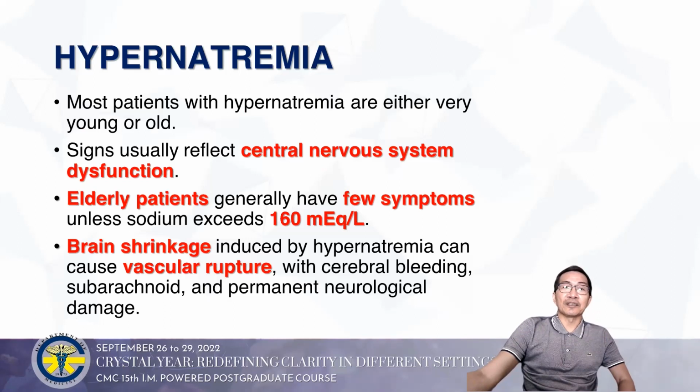Now, most patients with hypernatremia are either the very young or the very old. And again, manifestations of hypernatremia are particularly central nervous system in origin. They lead to central nervous system dysfunction. The elderly patients, compared to the very young, generally have fewer symptoms unless sodium exceeds 160 milliequivalents per liter. Brain shrinkage is induced by hypernatremia, which can cause vascular rupture, leading to cerebral hemorrhage, subarachnoid bleeding, and hence permanent neurologic damage.